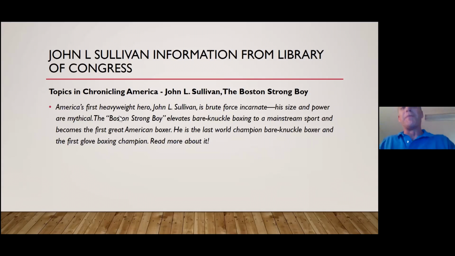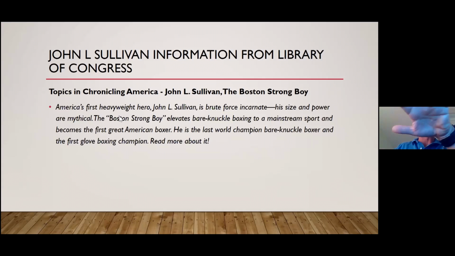So this is from the Library of Congress. The Library of Congress has tons of information about this fight, and I'll show it to you towards the end. In Chronicling America, the Library of Congress has all these old newspapers. Now, I used it to look up all this cool stuff about John L. Sullivan and boxing, and I'm actually not a boxing fan. I just think this particular event is really neat.